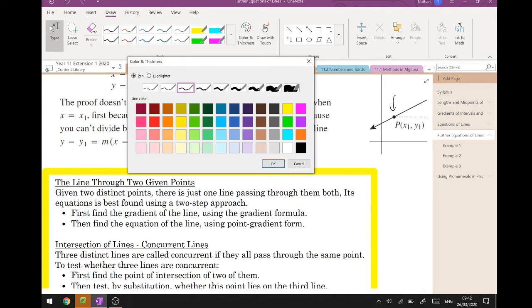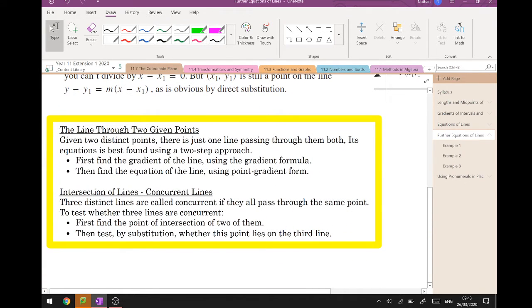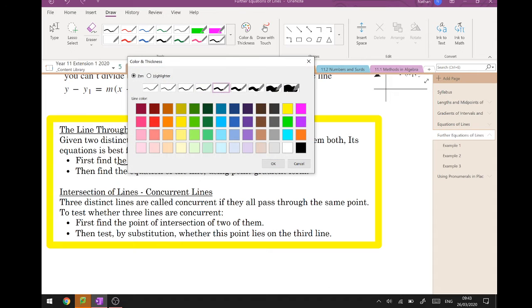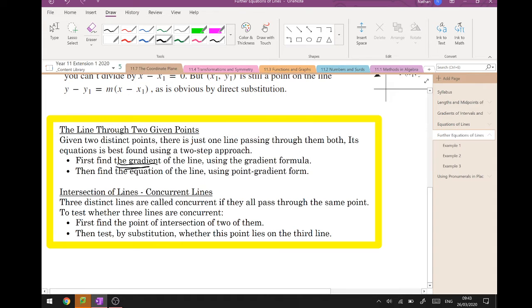Okay, I'm just going to increase the thickness a bit. Okay. Now, the line through 2 given points. So if you are given 2 points, and you're asked to find what the equation of that line is, all you need to do is find the gradient. So the gradient is the first thing that you need to do. Okay, I'll make it a bit thicker again. Find the gradient first, and then the equation using point gradient form. Then you just have to use one of the points to work it out.